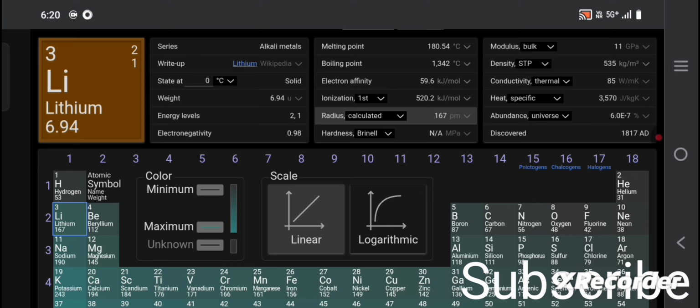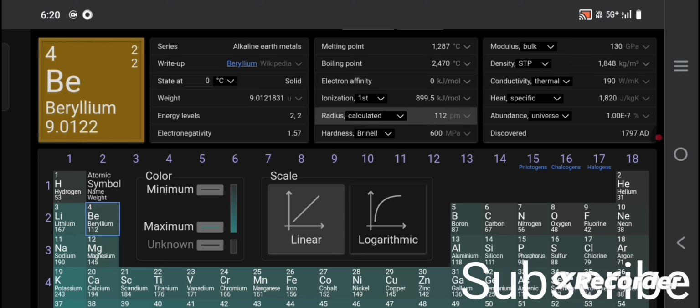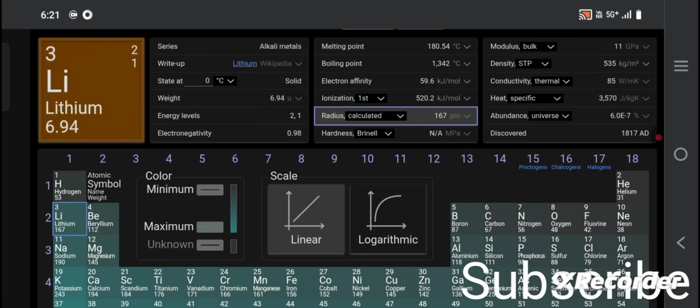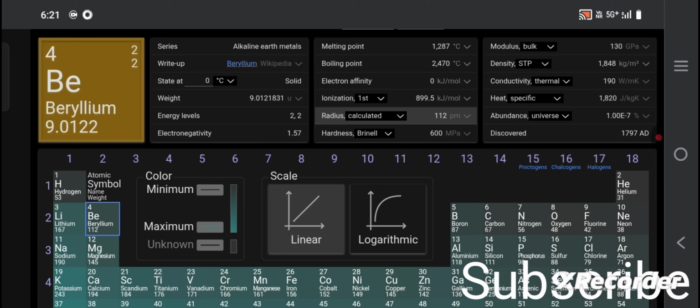Okay, so if we go across the period, starting from lithium, for example, look at the radius here. It is 167. When you go to the next element, that is beryllium, an alkaline earth metal, look at the radius, it is 112. And when we move to the next element in the same row, the boron family, the radius is 87. So the first element, lithium, has a radius of 167, and beryllium 112. Are you able to see the difference?